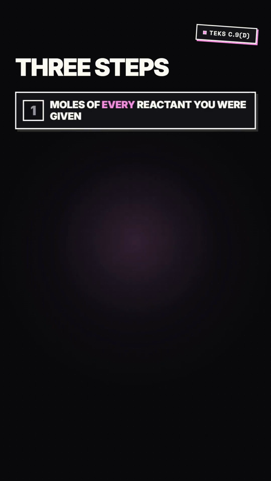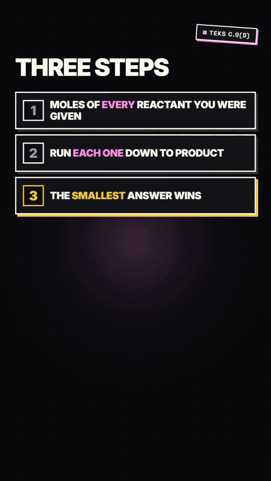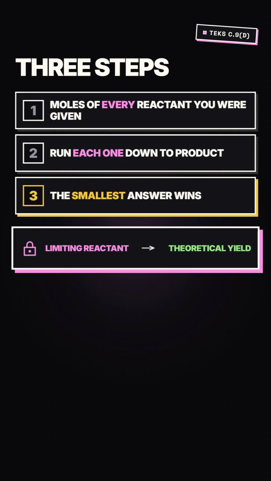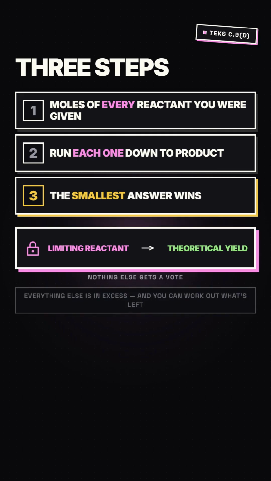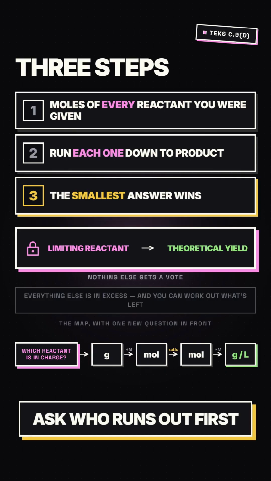So, 3 steps. Moles of every reactant you were given. Run each one down to product. Smallest answer wins. That is your limiting reactant, and it alone sets your theoretical yield. Everything else is in excess, and you can work out exactly how much is left over. So add 1 question to the front of the map. Before you cross the arrow, ask which reactant is actually in charge.